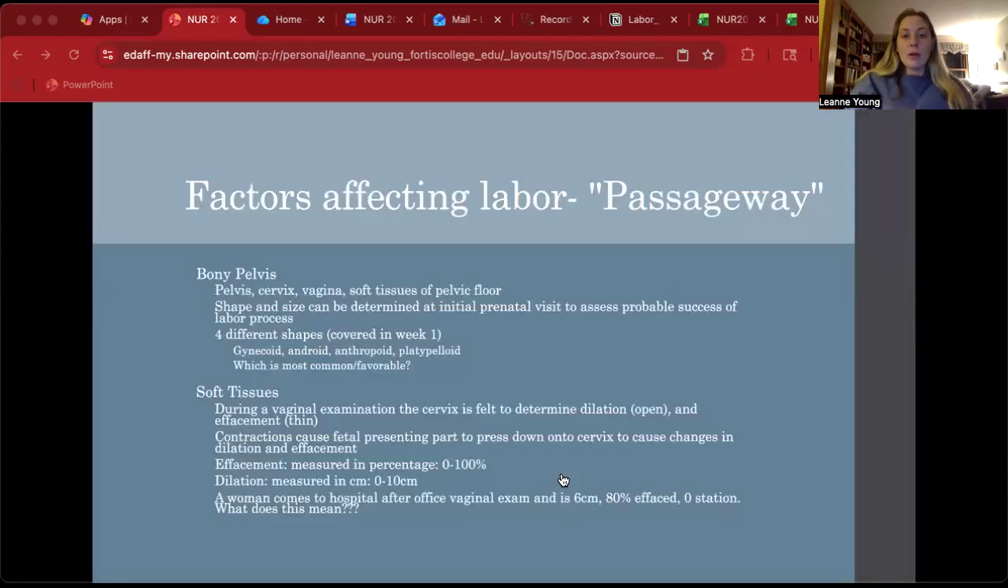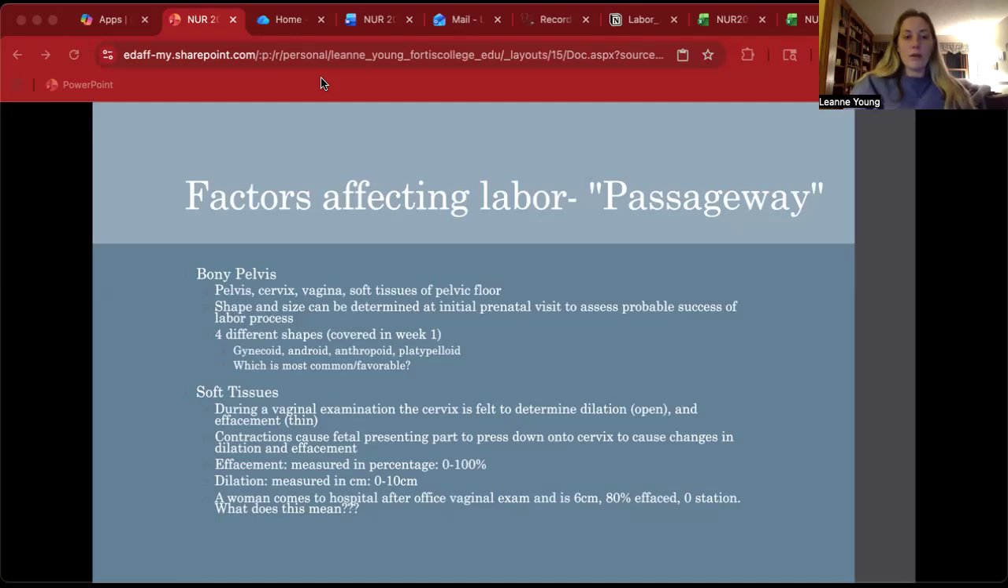All right. So our second factor that affects labor is our passageway, right? Not only does baby need to be in a good position, their fetal lie needs to be good, the station needs to be appropriate, but we're now worried about mom's anatomy and the passageway itself, okay? So when we're talking about mom's anatomy, we need to discuss the bony pelvis.